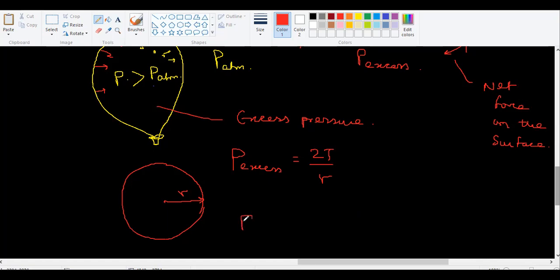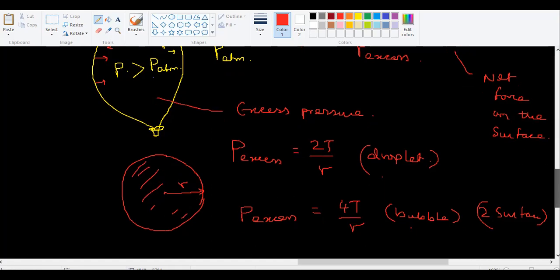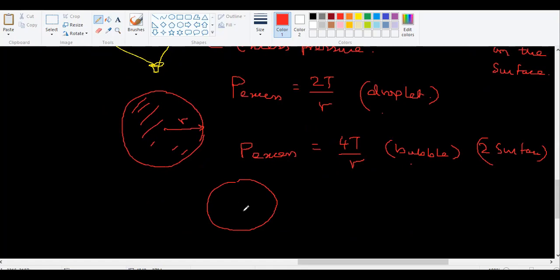Suppose you consider it for a bubble, the P excess becomes 2 times. I told you there are 2 surfaces, which means in the case of a bubble, it is 4T by R. This is for the droplet, because it is 1 surface. If it is a water droplet filled with water, there is only 1 surface. But if it is a soap bubble, the inside part is empty, meaning high pressure there, and outside there is 1 surface on this side and 1 surface on this side. So surface 1 and surface 2. This is only in the case of a bubble.